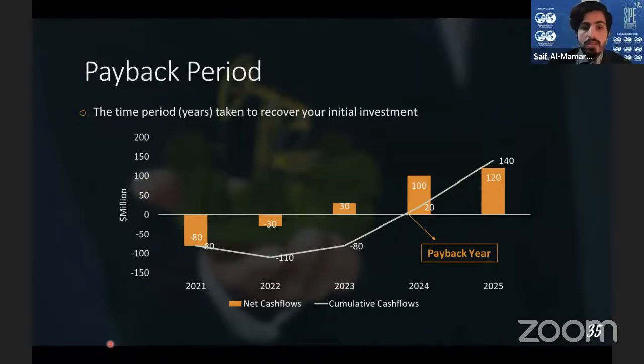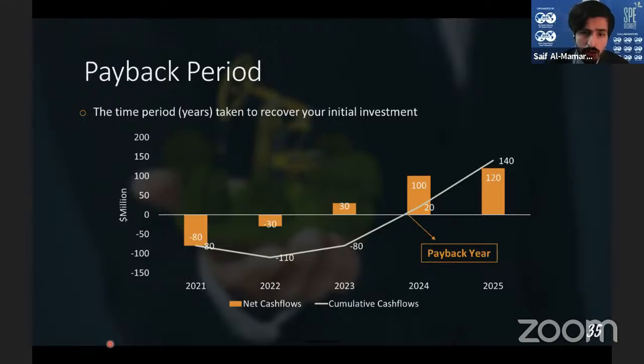So you have years of 30 million cash flows. That brings your cumulative cash flow to negative 80. Then in your second year, you actually break even because you go above zero. So by the end of 2024, you reach $20 million. If we calculate that, it'll take the full 2023, that's 1 year, and it will take some of 2024. So the payback period is between 1 and 2 years.